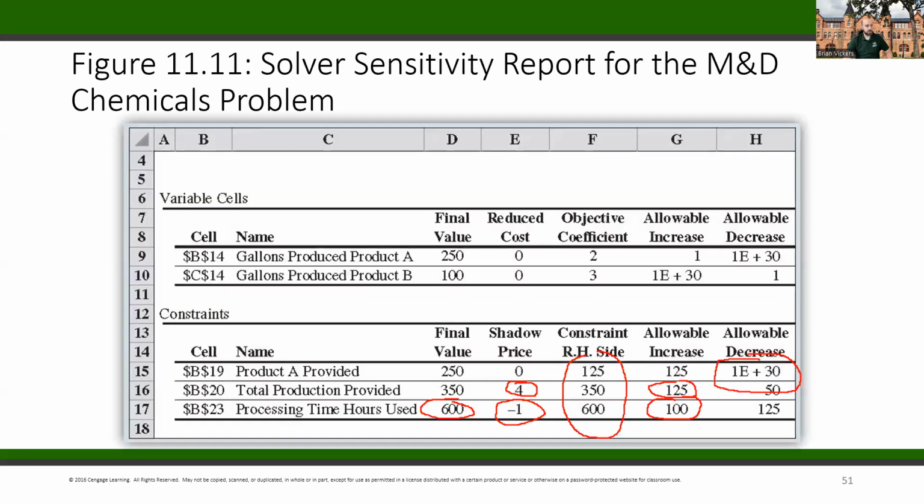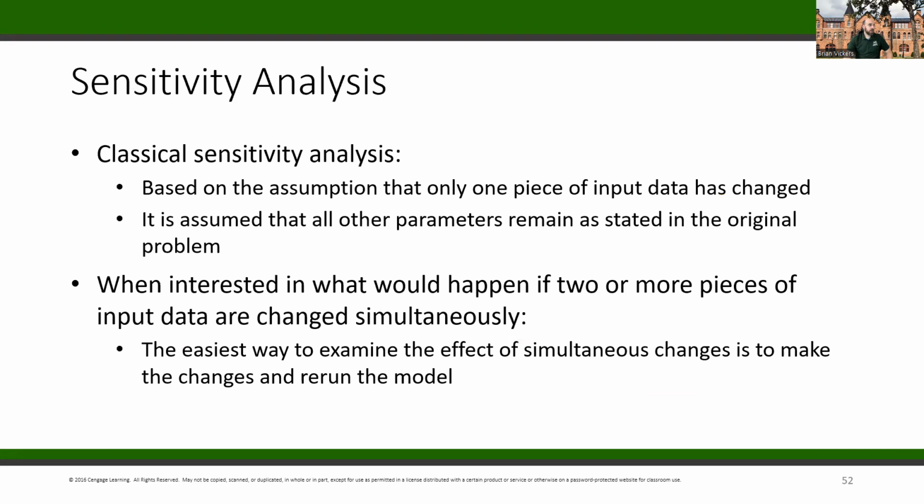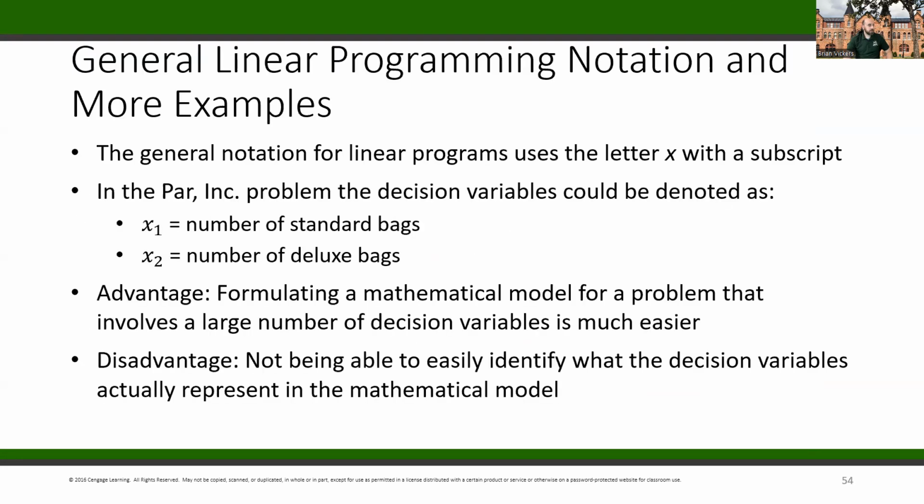I didn't even know the answer because we skipped over it. But whatever the answer was, it would change by this amount. That's true up to this much more. That's true up to this much less. And you can see under the variable cells for the amount they produced, 250, 100, you could increase the amount you made. You could decrease the amount of this one you made, but you couldn't do the opposite of either one of them. All right, what else we need to do on this one?